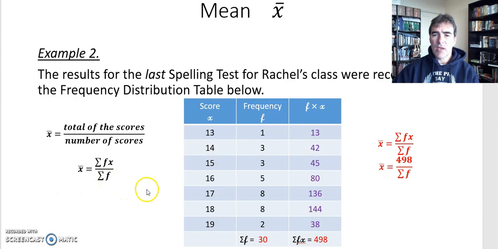So let's do that working out. When we do that, the sum of all the scores is 498. The number of scores is 30, so 498 over 30, and we find that we have a mean of 16.6, or again we could write that as a fraction and have 16 3/5. So that's how we find the mean of a large data set.